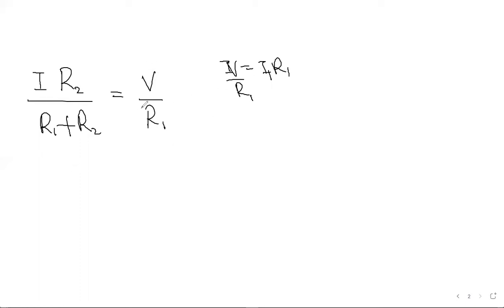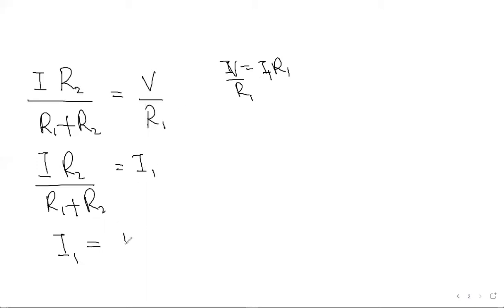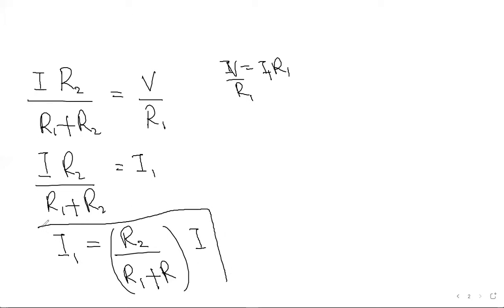So I can replace this with I1. I will have I times R2 over R1 plus R2 equals I1. So it means that the current that flows through the resistor R1 will be equal to R2, this is the second resistor, divided by R1 plus R2, multiplied by I. So this is the formula.